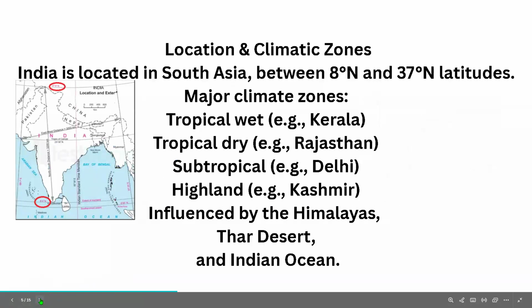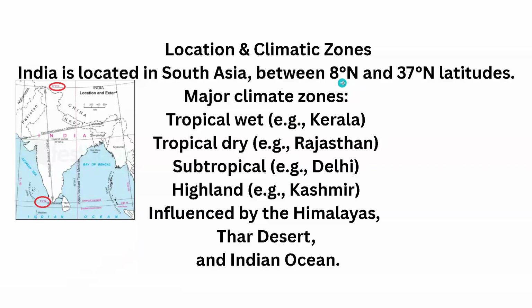Now, location and climate zones. In India, as I told you, it is extending from 8 degrees north latitude to 37 degrees north latitude. Here it is 8 degrees. The equator is down here. So 8 degrees 6 minutes. From here to 37 degrees north latitude, till here India is extending. So here, as I told you, the Tropic of Cancer. So you will find tropical region climate here. And here you will find a little bit up to 10 degrees.